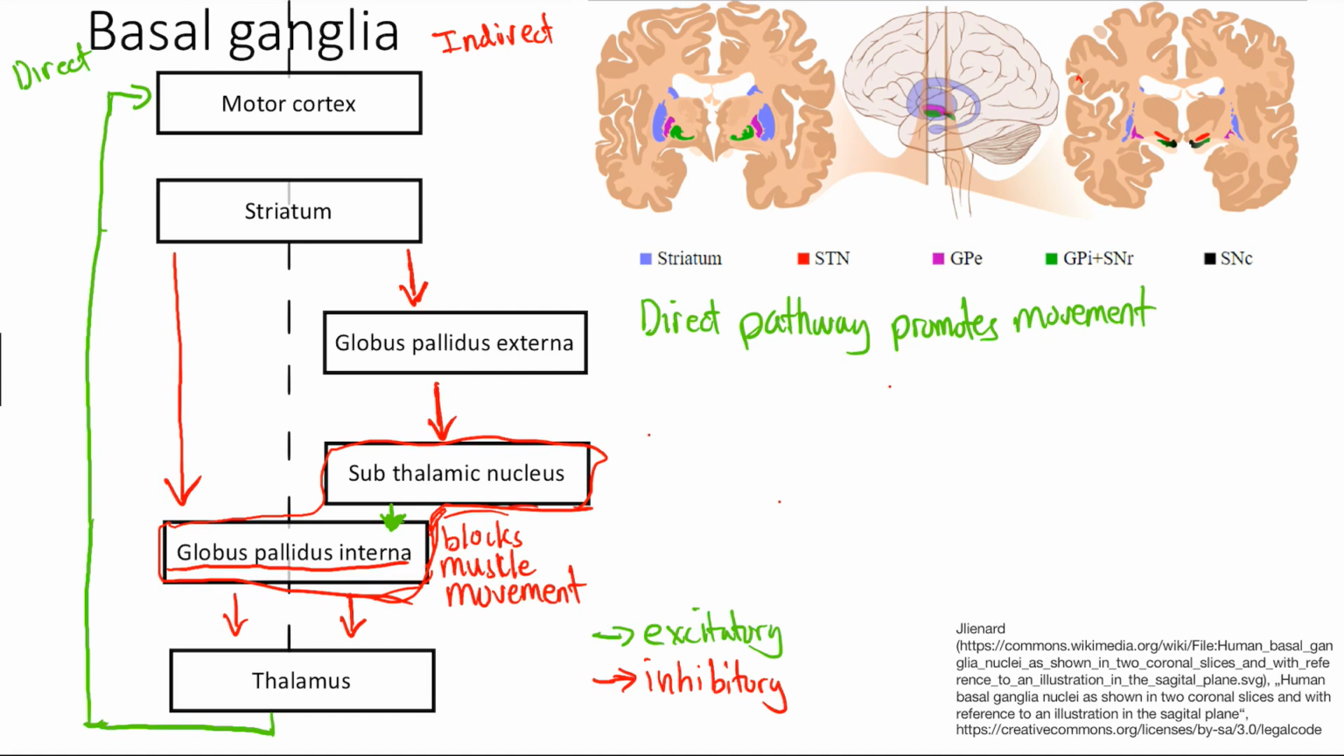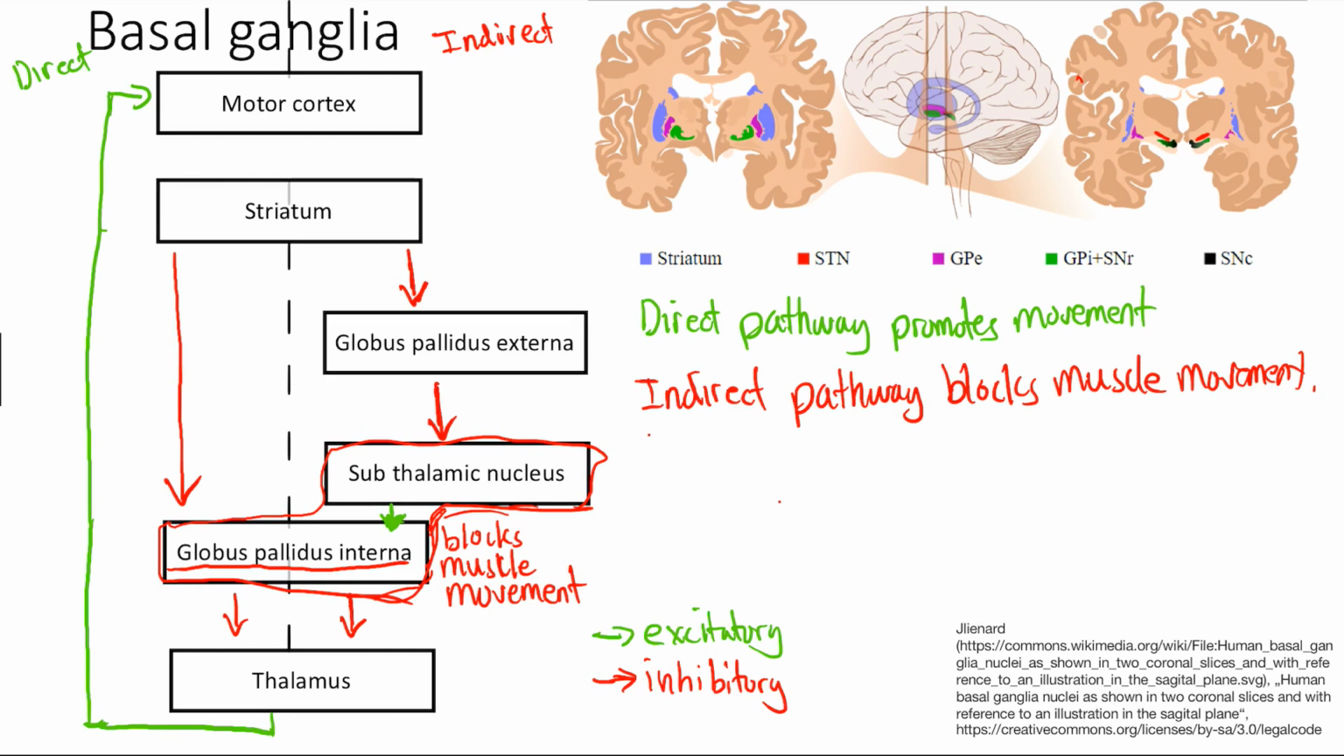So the indirect pathway blocks muscle movement. Okay, it does that through the double negative effect, which leads to the globus pallidus interna just being still present, still working, and then so you have blocked muscle movement. Now that's not the end of the story here.